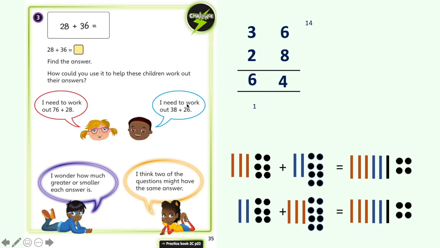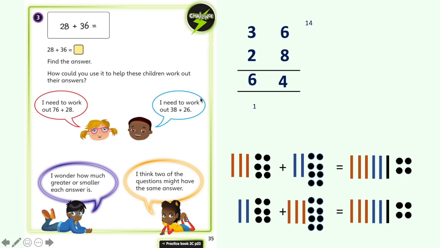Let's have a look at this second part then. I need to work out 38 add 26. Well, on first look, that looks like a completely different calculation. But have a look down here, and I'll show you that actually the same thing is happening in both of those calculations. This first one is 36 add 28. That's that calculation up there and here that we worked out. And we get 64. 6 tens, 4 ones.